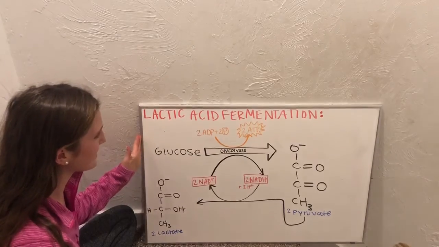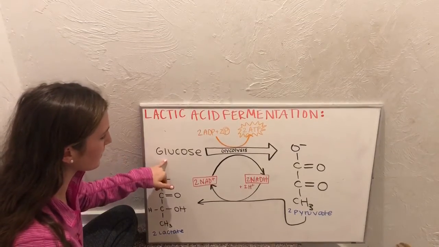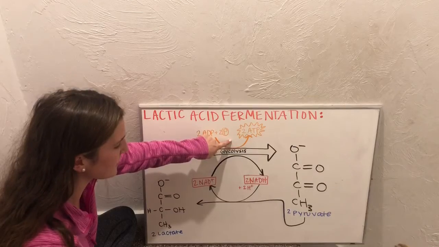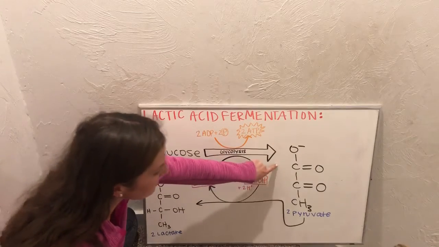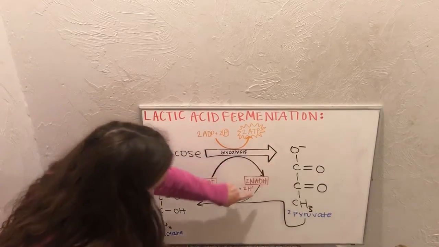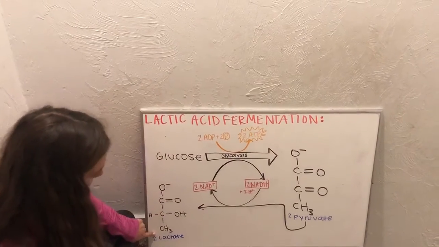Here's a diagram of lactic acid fermentation. It starts with glucose going through glycolysis, producing a net of 2 ATP and 2 NADH. Here, the 2 pyruvates are directly reduced by the NADH to produce 2 lactates.